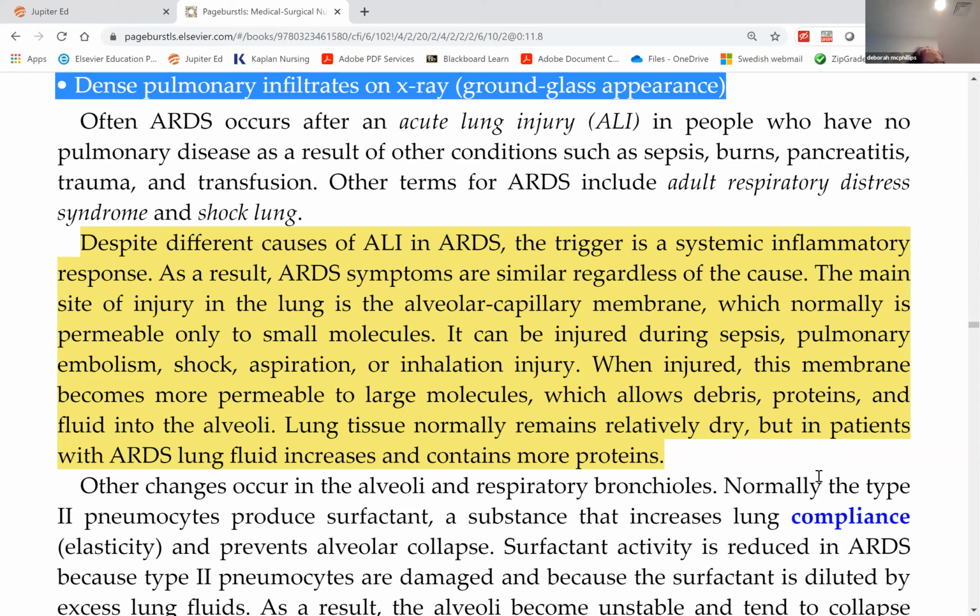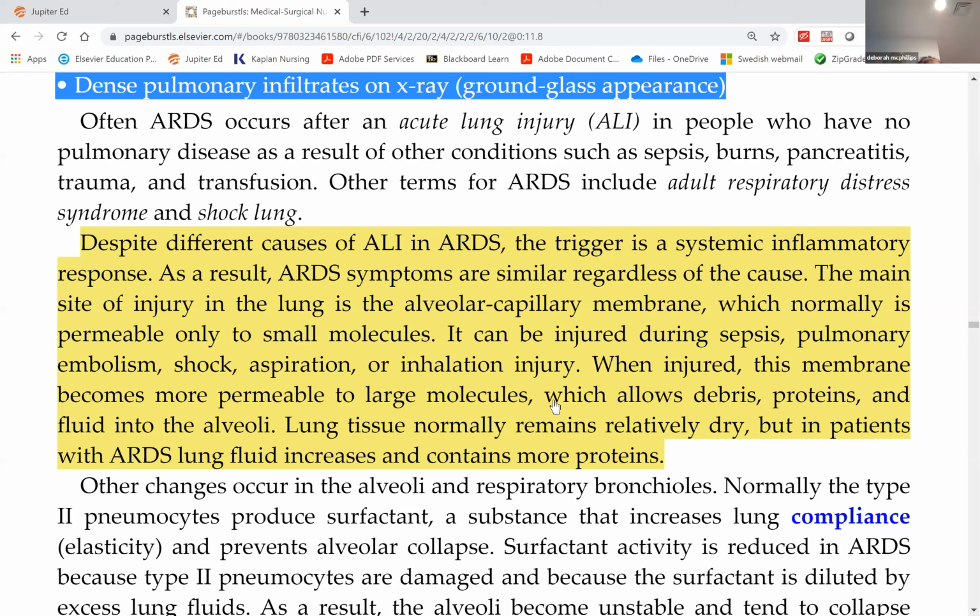The site of the injury in the lung is the alveolar capillary membrane, which normally is permeable only to small molecules. It can be injured during sepsis, pulmonary embolism, shock, aspiration, or inhalation injury. When injured, this membrane becomes more permeable to large molecules, which allows debris, proteins, and fluid into the alveoli. Lung tissue normally remains relatively dry, but with ARDS, lung fluid increases and contains more proteins.